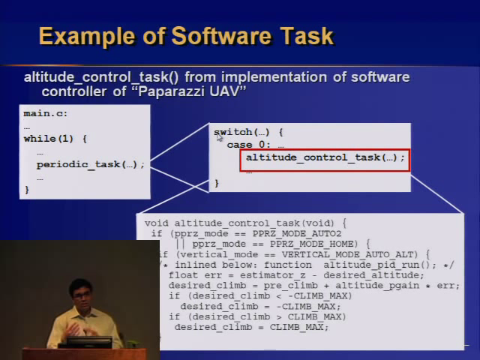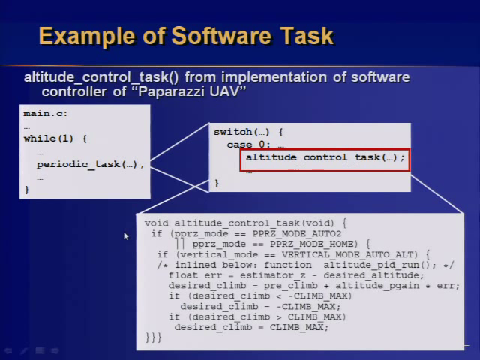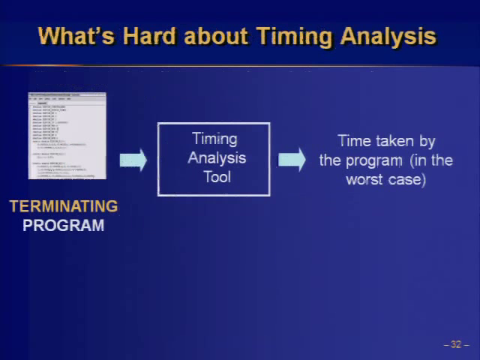You can have other tasks too, and typically the code looks something like this. You have a bunch of conditionals. You may have floating point arithmetic. But even if you have loops, it's possible to unroll them to have a structure like this. So even with this subset of terminating programs, timing analysis is still hard.